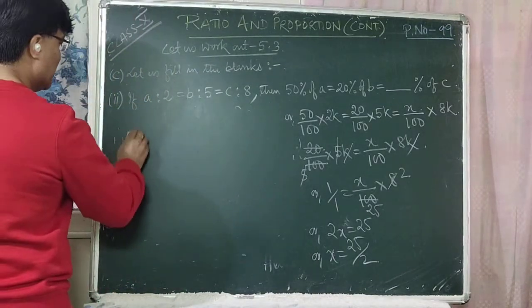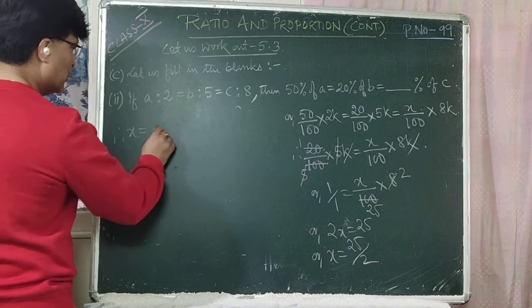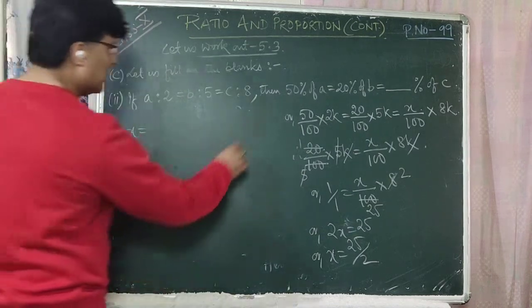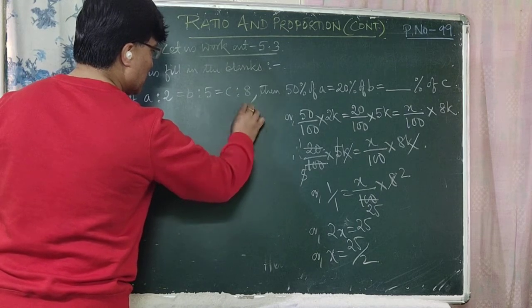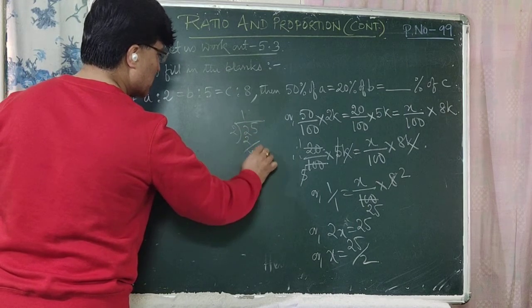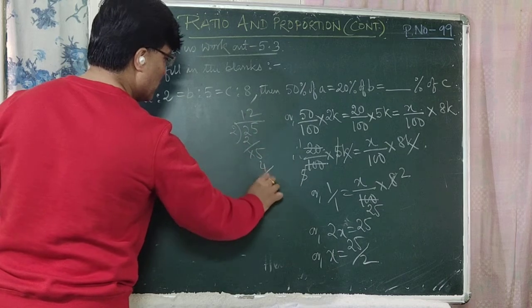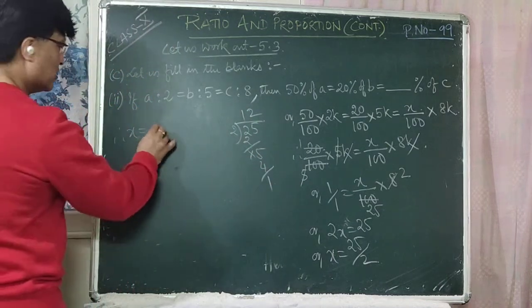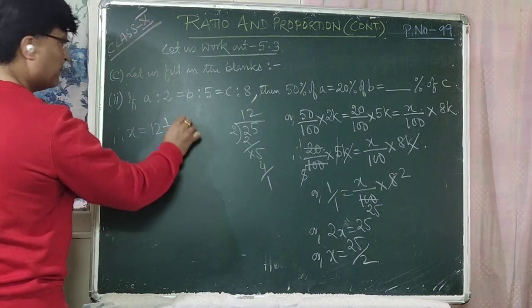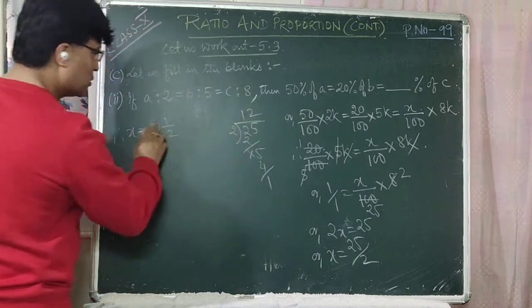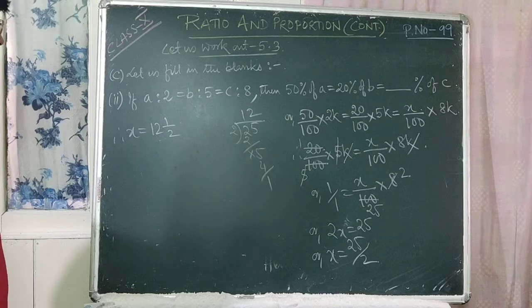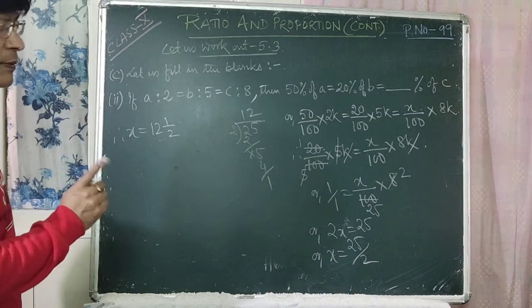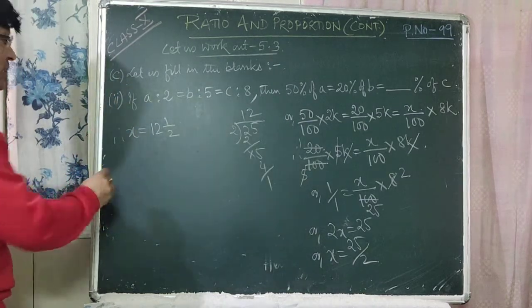What is 25 by 2 now? You can divide it. 25 is divided by 2. So 2 ones are 2, cross, 5, 2 twos are 4, remainder 1. That means x is equal to 12 and half. This 12 is the whole number 12, right? Remainder upon divisor, that is 1 upon 2. So x is equal to 12 and half.